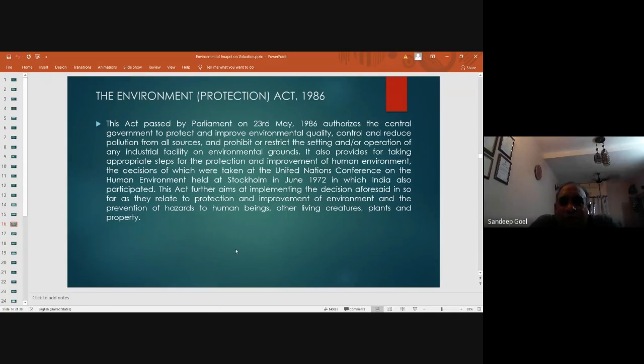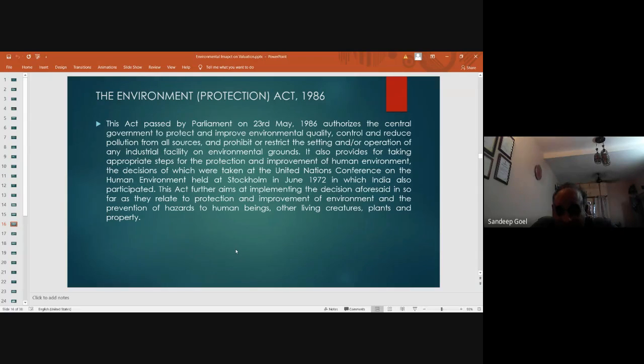Now the Environmental Protection Act, one of the most important acts as far as the examination is concerned. This act was passed by Parliament on 23rd May 1986. It authorized the central government to protect and improve environmental quality, to control and reduce pollution from all sources, and to prohibit or restrict the setting up or operation of any industrial facility on environmental grounds.